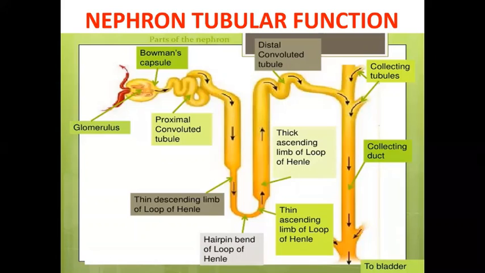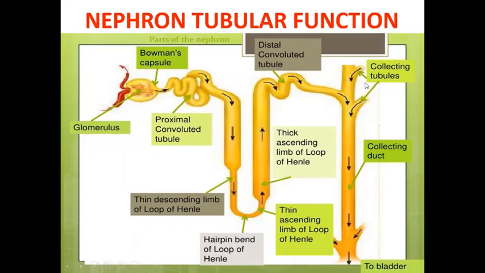So this is the loop of Henle that is also responsible for absorption and secretion of other substances, as we'll be discussing. The loop of Henle is divided into descending and ascending. Descending is the one that is going downwards. So you can see this is the descending limb of the loop of Henle. Then we also have the ascending limb of the loop of Henle. After the ascending, we have the distal convoluted tubule that is connected to the collecting tubules.